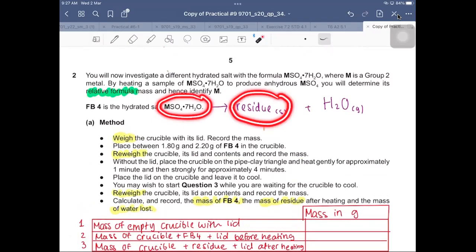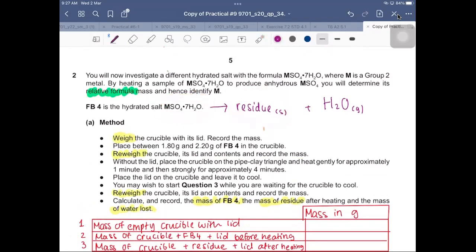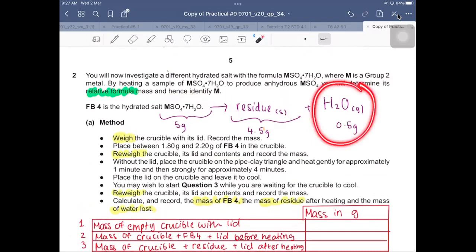Okay, the solid after. So, for example, I started with 5 grams, right? And then my residue is 4.5 grams. That means the 0.5 grams must have been the water that I have lost. The gas, sorry, not the water. The gas that I have lost. This is applicable to other solids as well. Okay? When heating a solid, we should expect the mass to decrease. We don't heat solid for fun. At least not for question 2.